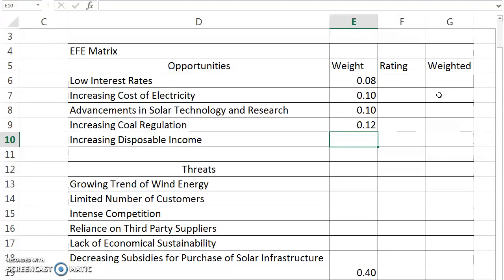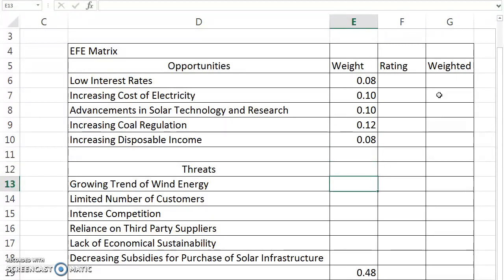Increasing disposable income. The economy is improving, disposable income is increasing, therefore consumer spending and profits increase as well. I think that's fairly significant. I don't know that it's any more significant than low interest rates. I'm just going to give it a 0.08 for now.